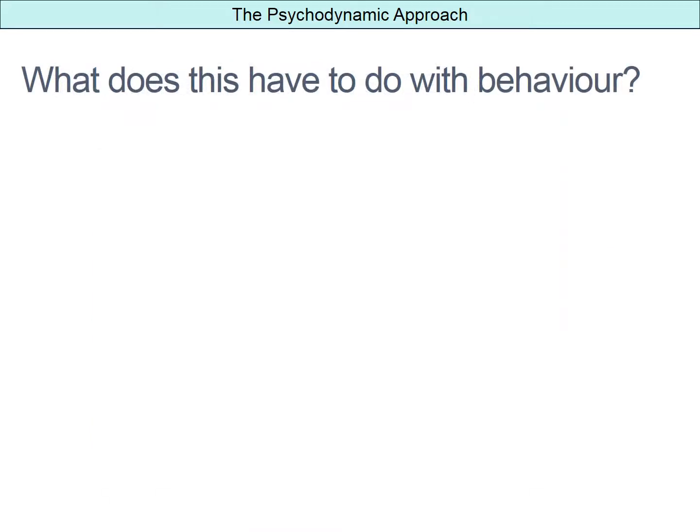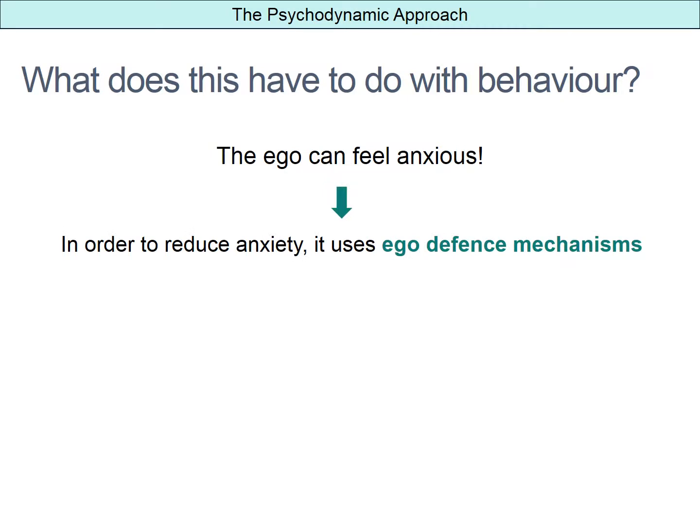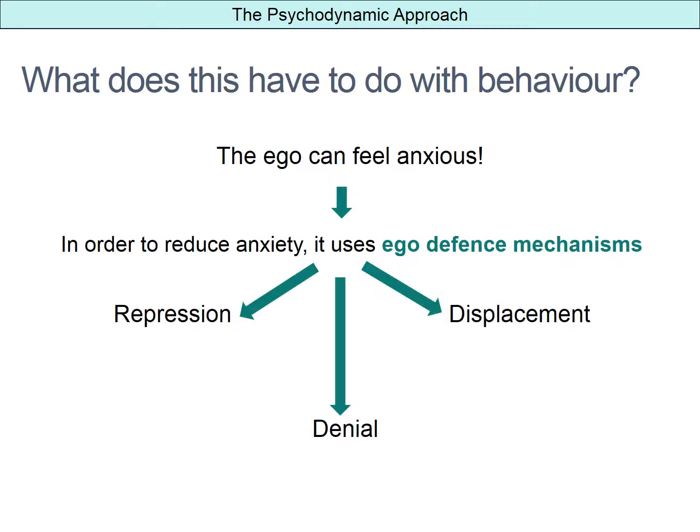So what does all of this have to do with behaviour? Well, the ego experiences anxiety. If you think about how Homer was looking in that previous photo, he looked quite anxious, quite sad, and the ego has mechanisms called ego defense mechanisms, which it uses in order to reduce anxiety. And Freud suggested there were lots of different defense mechanisms. We're going to look at three of them, but the idea is with each of these mechanisms, they will change your behaviour in some way. So the three we're going to look at are repression, denial, and displacement.